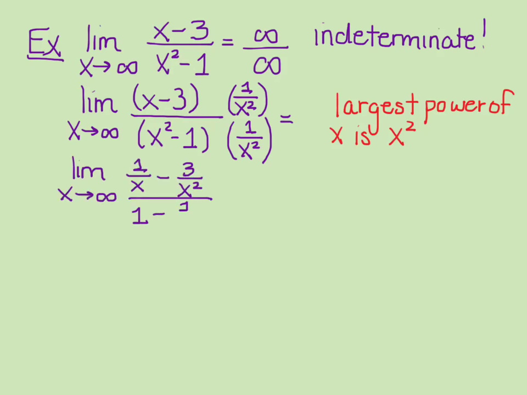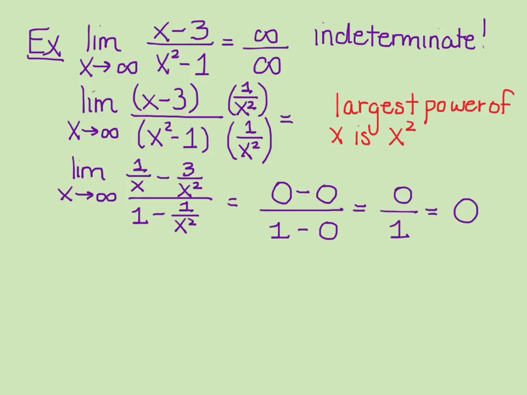This gives me the limit as x goes to infinity of 1 over x minus 3 over x squared, divided by 1 minus 1 over x squared. And direct substitution gives me 0 minus 0 over 1 minus 0, which is 0 over 1, or 0.